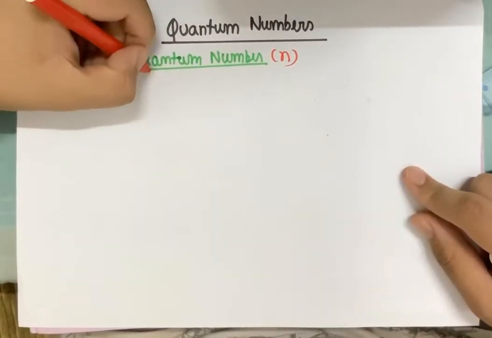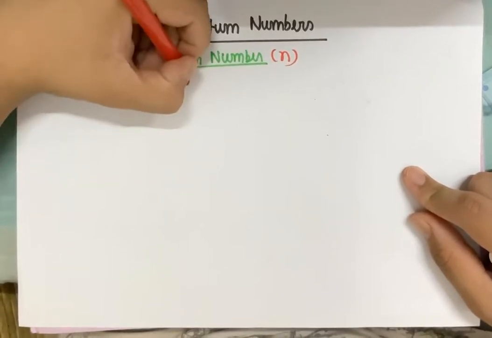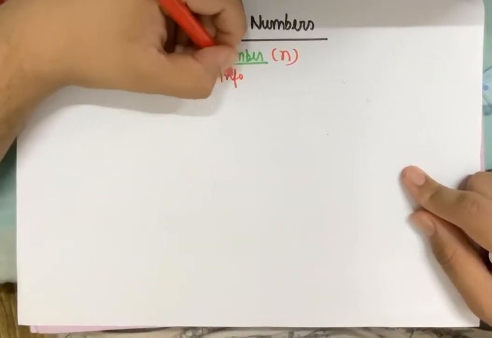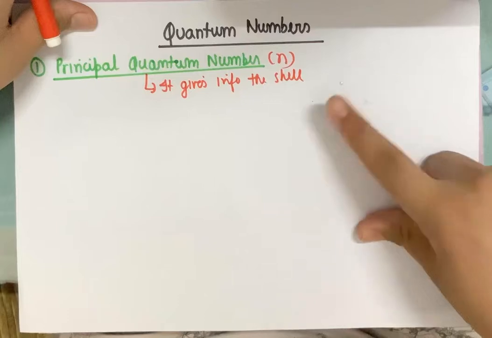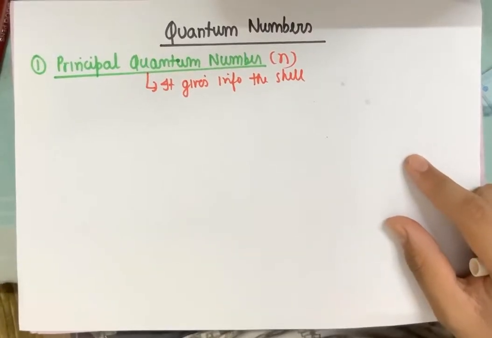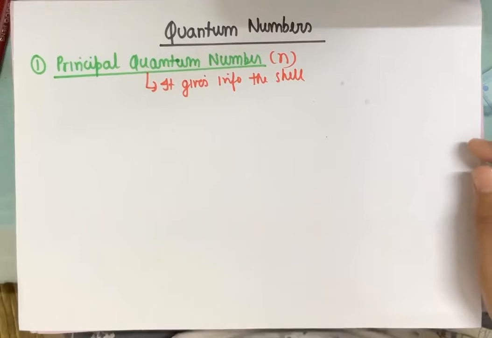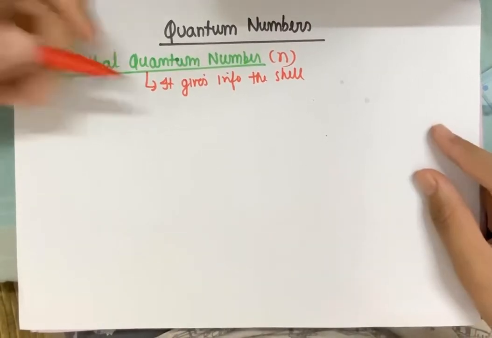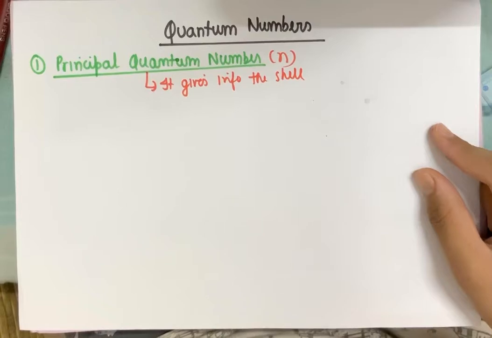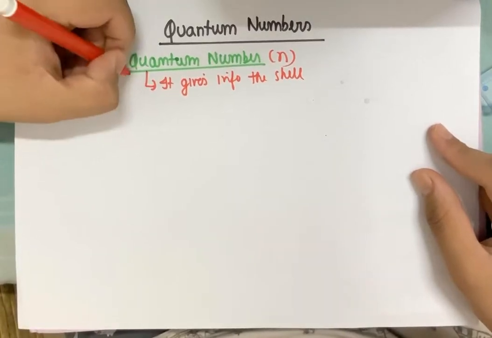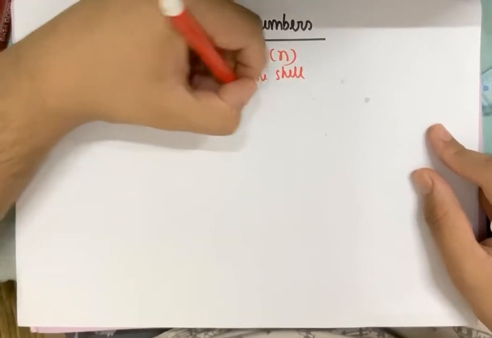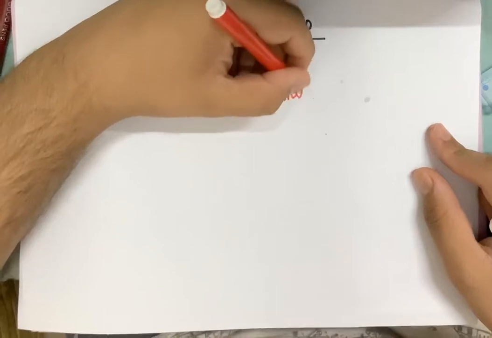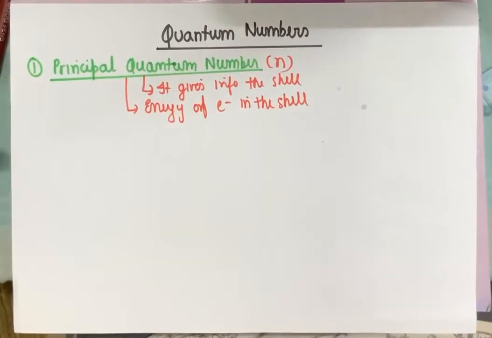What does the principal quantum number say? It gives info of the shell, which shell the electron is in. Now we told you that an orbital is found in a subshell, which is found ultimately in an orbit or a shell. So the shell number where the electron is found is given by the principal quantum number. It also describes the energy of an electron in the shell. To a large extent, the energy information is also given by the principal quantum number.